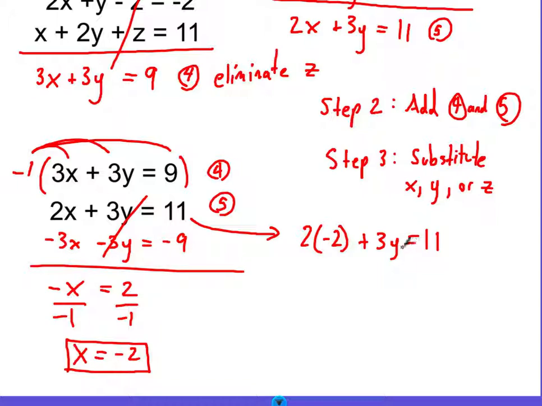Alright, now we can go ahead and solve for y. So 2 times negative 2 is negative 4. We're going to add 4 to both sides. So we get 3y is equal to 15, and y is equal to 5.